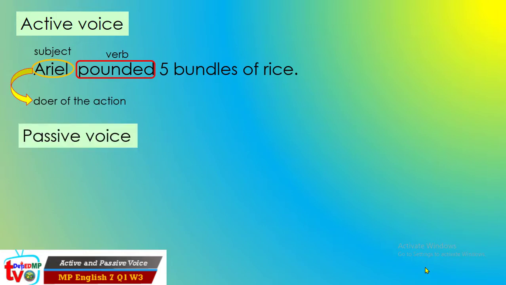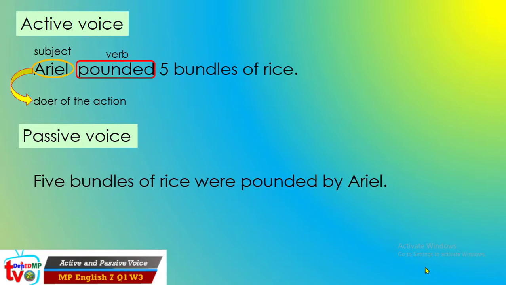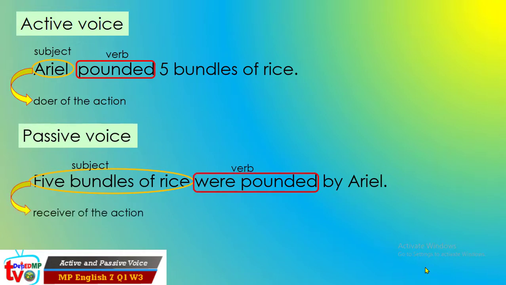Passive voice. The sentence would become, 5 bundles of rice were pounded by Ariel. In the passive voice, 5 bundles of rice becomes now the subject. The verb is were pounded. In the passive voice, the subject of the sentence is the receiver of the action, while the doer of the action is still Ariel, signaled by the word by.